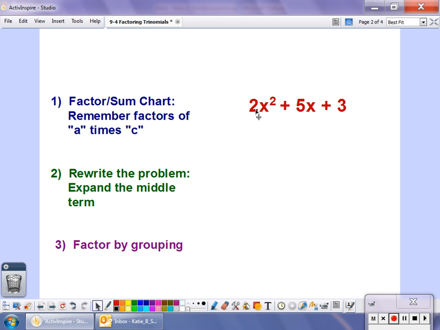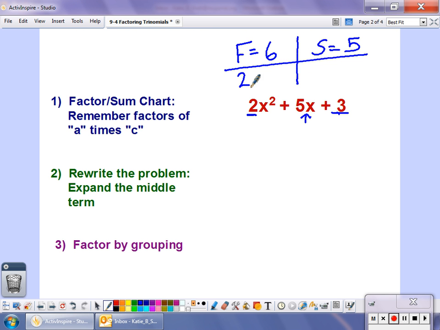If I look at this, the first thing I always want to check for is whether or not I have a GCF, which I don't. And then I see that it's a trinomial with a coefficient. So I've got to think, okay, I'm going to use a factor sum chart. And what I'm going to look for are factors of this first and last term multiplied together. So factors of 6 that add up to this middle term, which is 5. So I'm looking for factors of 6 that add up to 5. Well, factors of 6 that add up to 5 are going to be 2 times 3. 2 times 3 is 6. 2 plus 3 is 5. So that's the first change in how we do this factor sum chart, is where our factors come from.